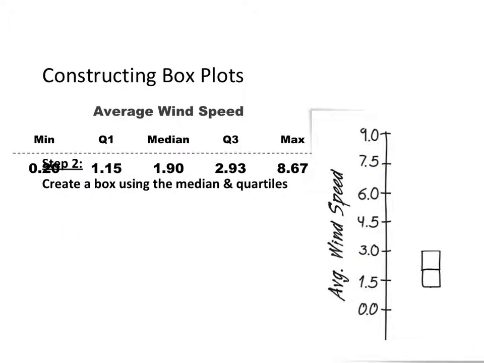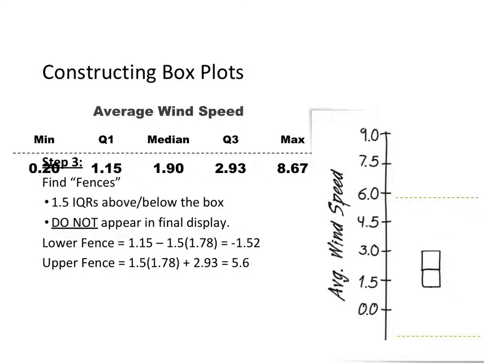Our second step is to create a box using the median and the quartiles. So note our lower quartile is at 1.15, so we approximate it, and that's the lower end of our box. The median, we draw a line in the middle. And the third quartile, 2.93, again, we approximate it, and that's the other end of our box. And there it is.